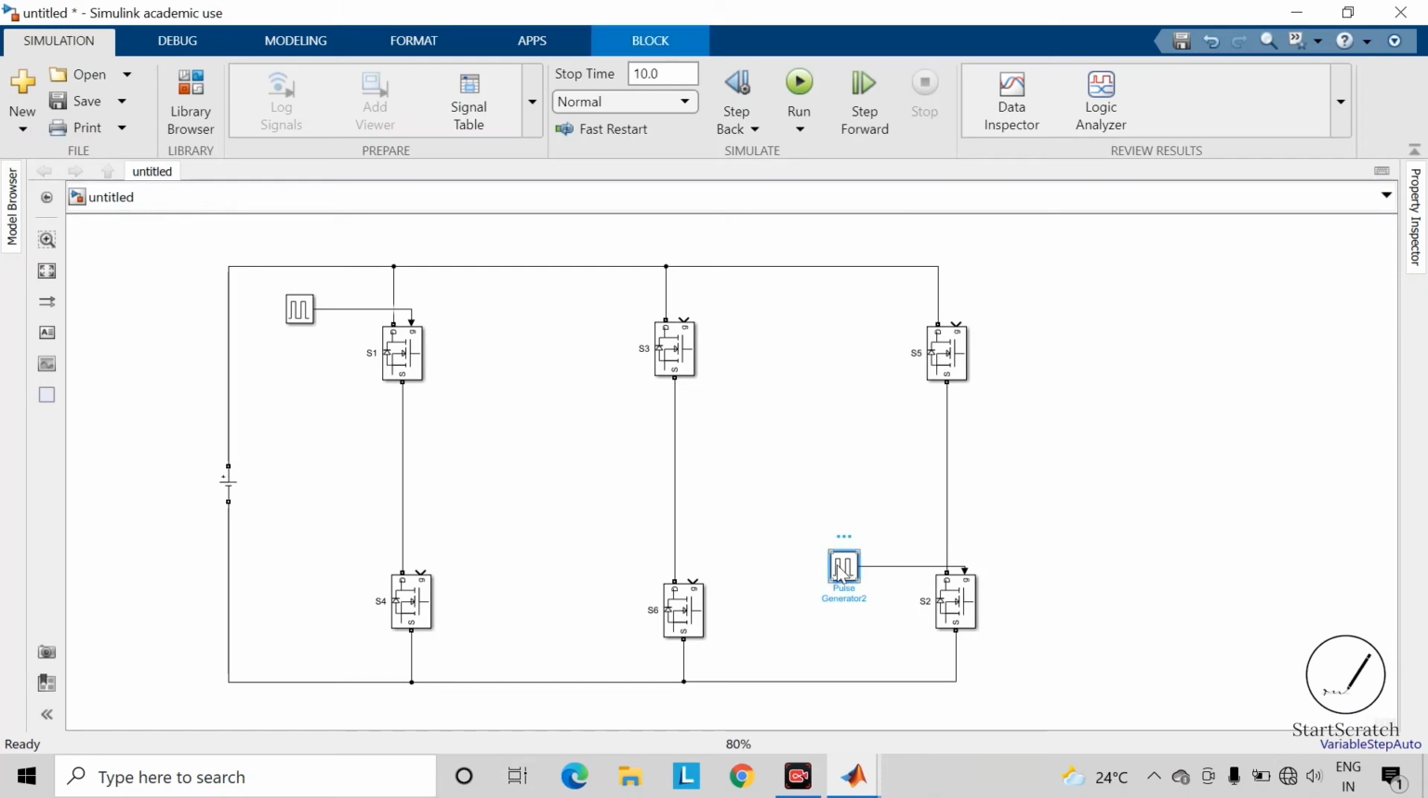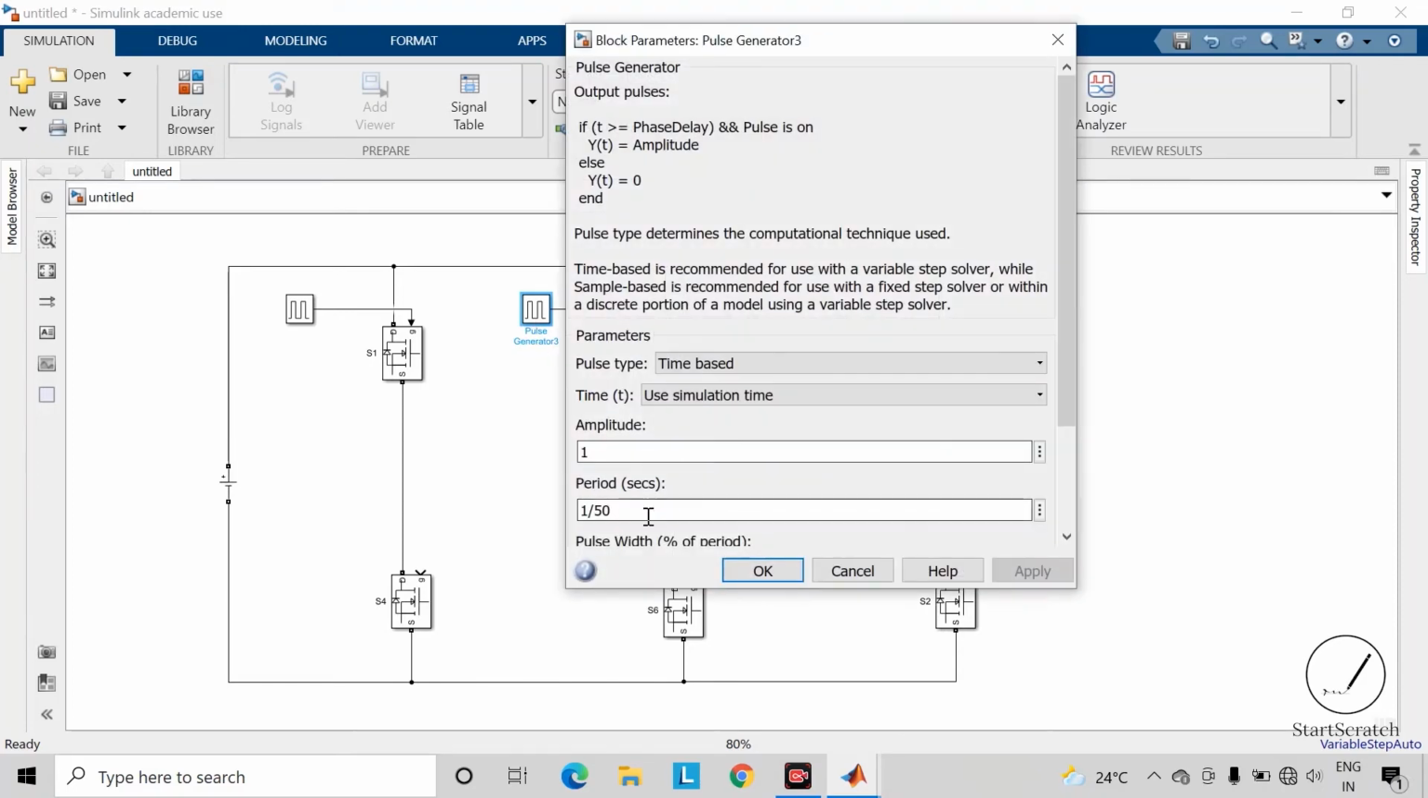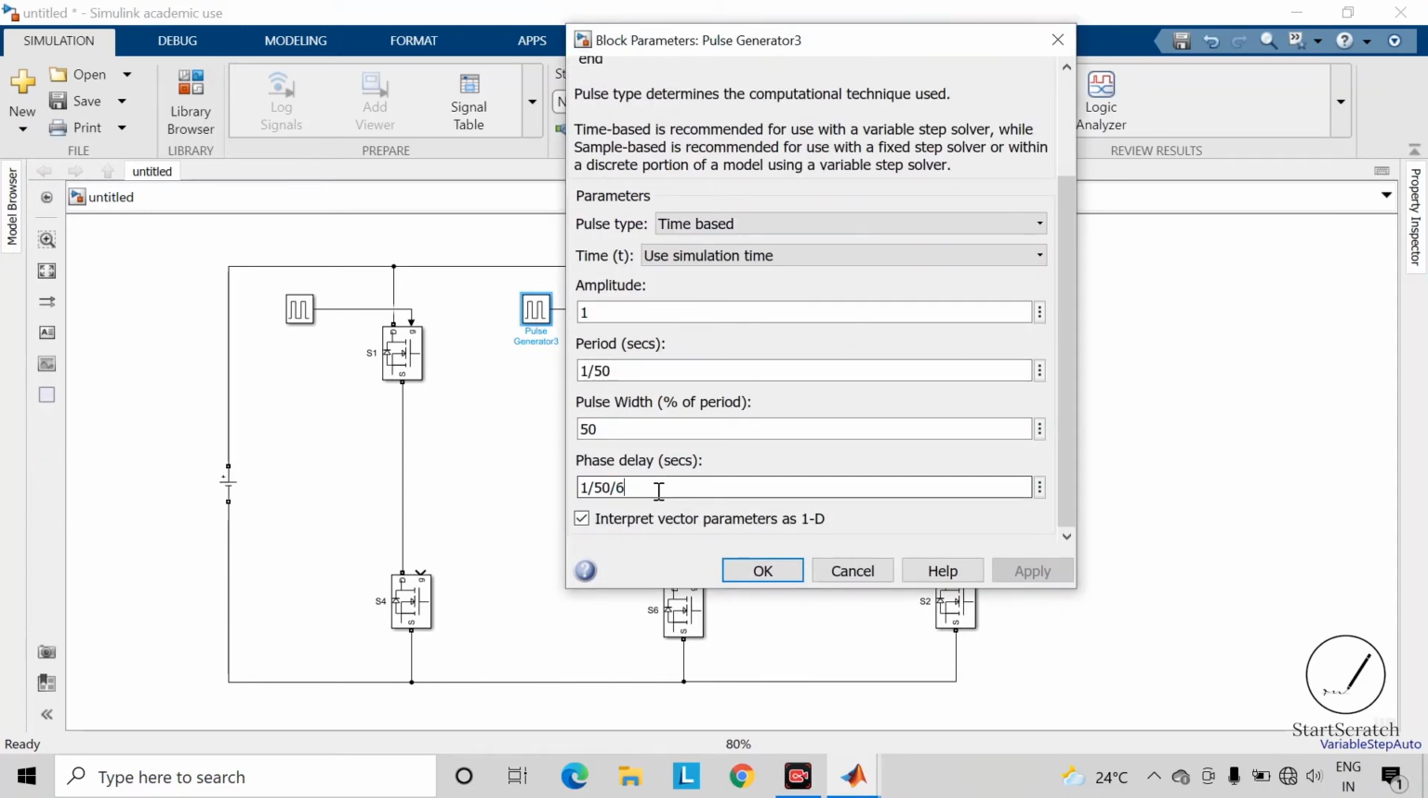Now copy this pulse generator block and connect it to switch S3. This switch S3 will start conducting after a further 60 degrees of phase delay, so we will multiply this phase delay by 2. The total phase delay for this switch is 120 degrees, and in terms of seconds it comes out to be 6.66 milliseconds.